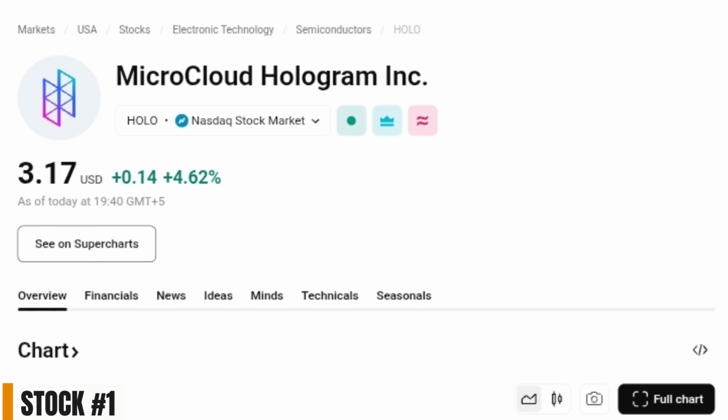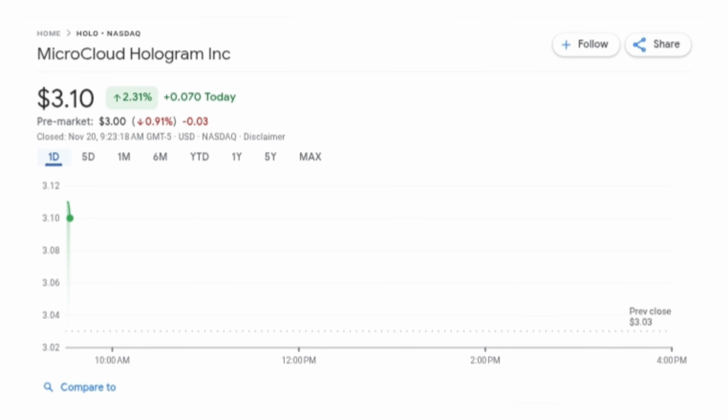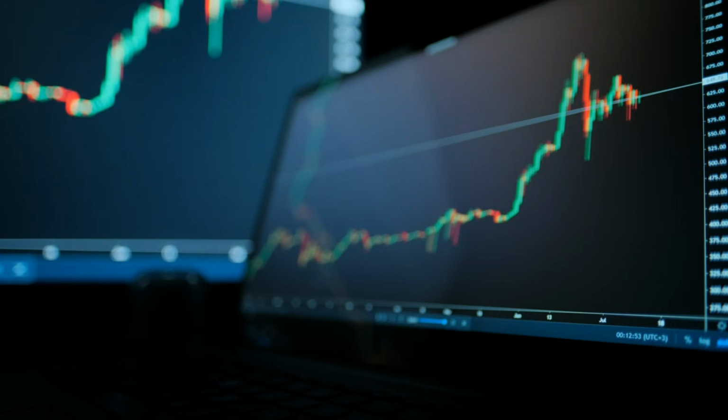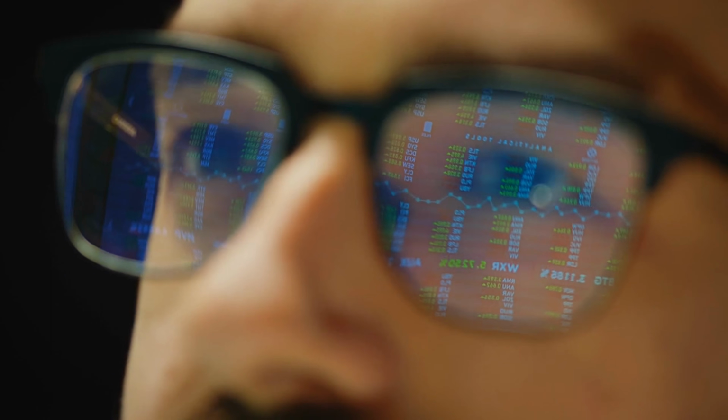Now let's get into it. The first quantum stock on our list is Microcloud Hologram Incorporated, trading under the ticker symbol HOLO on the NASDAQ, currently priced around $3.10. Even though it trades at a lower price, the company is not just another speculative penny stock trying to ride the hype wave.